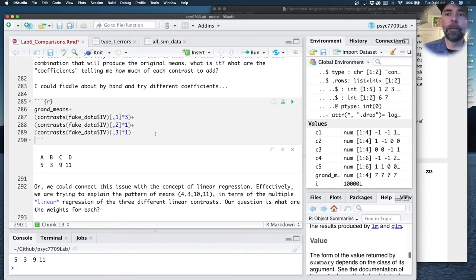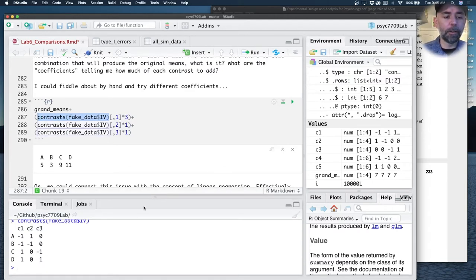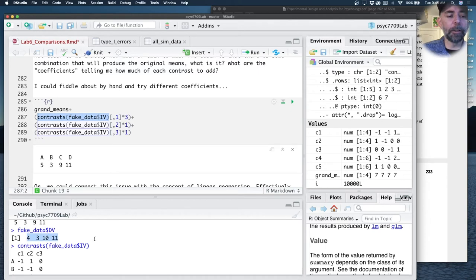We can use linear regression here. This is something your textbook talks about. So we could think of the question, let's take our means 4, 3, 10, and 11. Let's think about explaining the variation in these means in a multiple linear regression context. And so for our multiple linear regression, we might want to say, well, let's use these contrasts as the IVs, as our predictor variables. So can we predict the variation here on the basis of these three predictor variables?